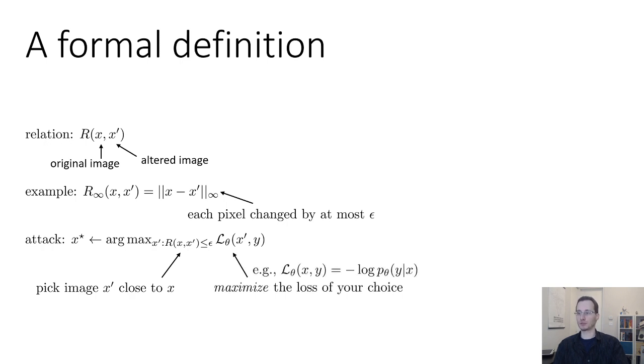An example of a loss could be the negative log likelihood. If you maximize the negative log likelihood, that means you're minimizing the likelihood of the correct label for your perturbed image. Your network, of course, is trained to do the opposite. Your network is trained to minimize the loss.